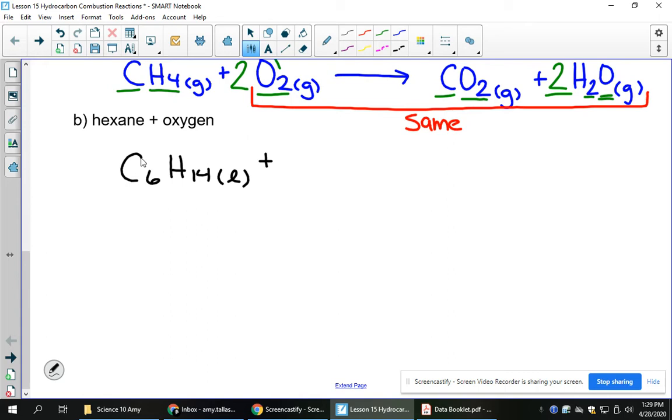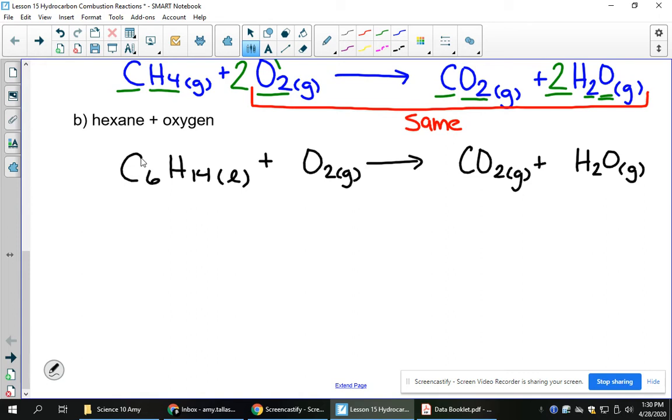If you can't find it on page 5, it's in your data booklet somewhere. So just search around on different charts and see if you can find hydrocarbons. Now, the part in red from the previous question is exactly the same. I need oxygen gas for a hydrocarbon to burn. It always makes carbon dioxide gas and water vapor, so gaseous water.